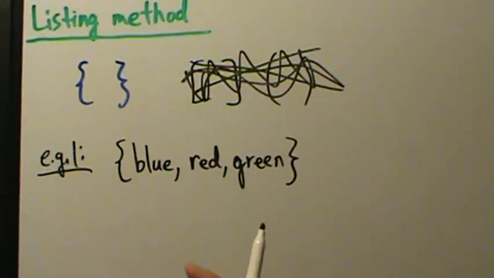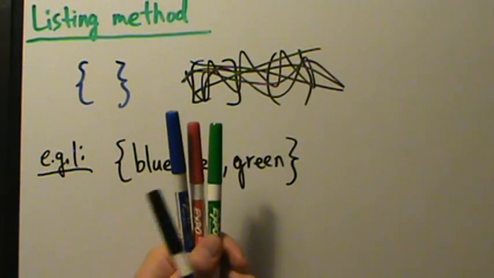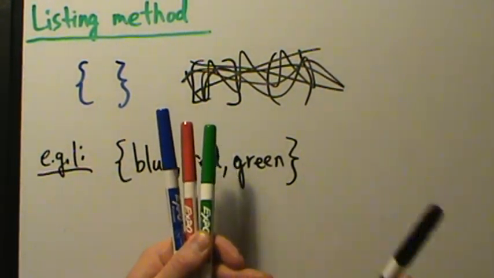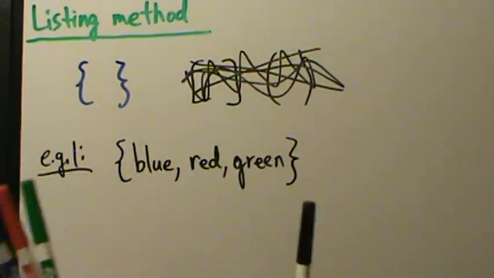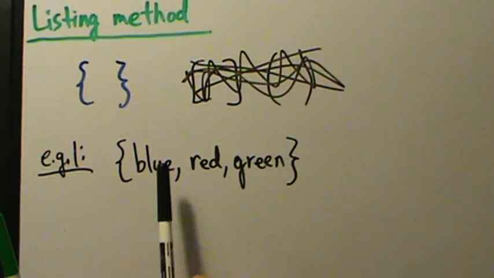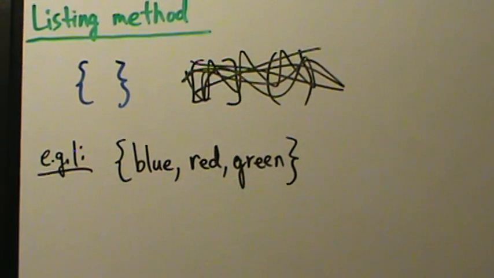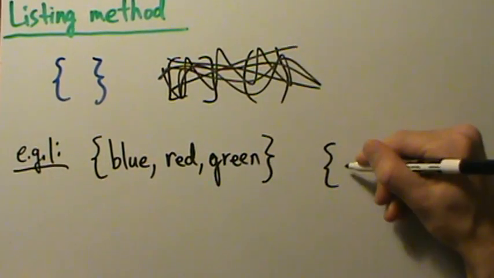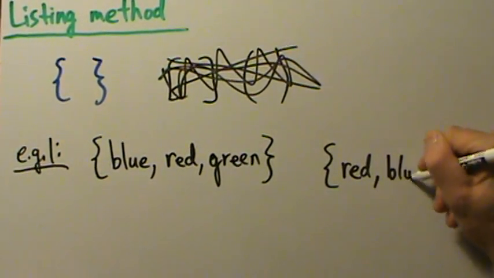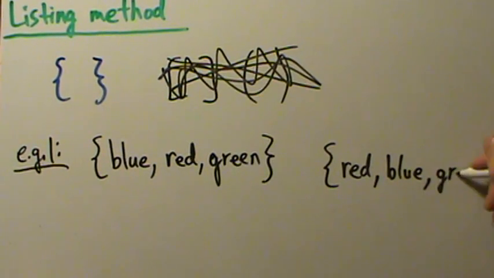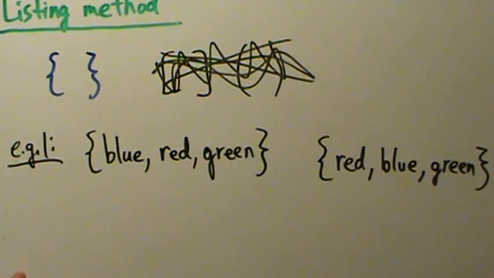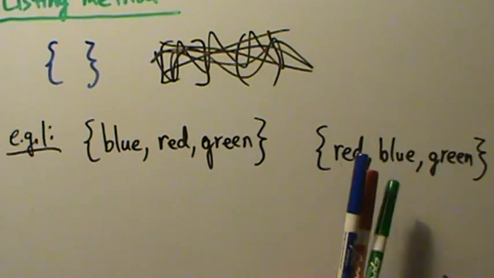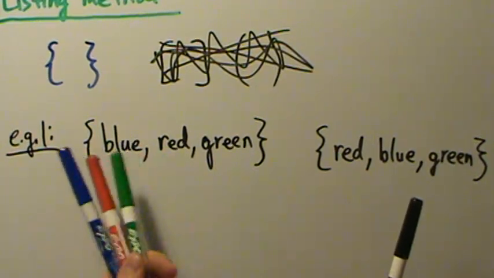Now another thing to point out here is that we listed these in the order I was holding them from left to right: blue, red, green, right? But we don't have to list them in that specific order. When you use the listing method, it doesn't matter what order you list these in. So it's going to be the exact same thing as if we said red, blue, green. That close curly brace is pretty hard for me anyway. So blue, red, green is the exact same thing as red, blue, green, because again, the order does not matter.